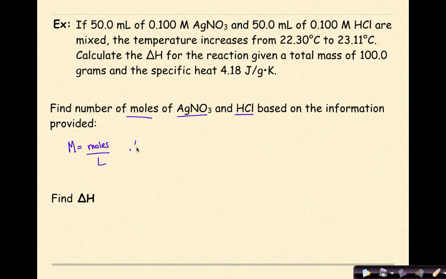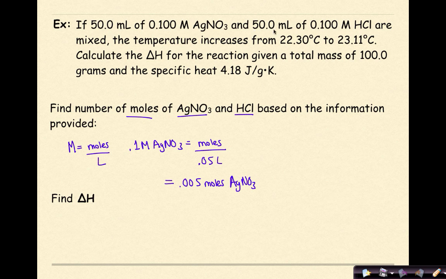So I have 0.1 molar AgNO3. I'm solving for number of moles, and then I go back up to the top and I see that I have 50 milliliters, but I know that when I do the molarity formula I need to convert into liters, so this is going to be 0.05 liters, and I'm going to cross multiply and solve for moles. So if I do that, I find that I have 0.005 moles of AgNO3.